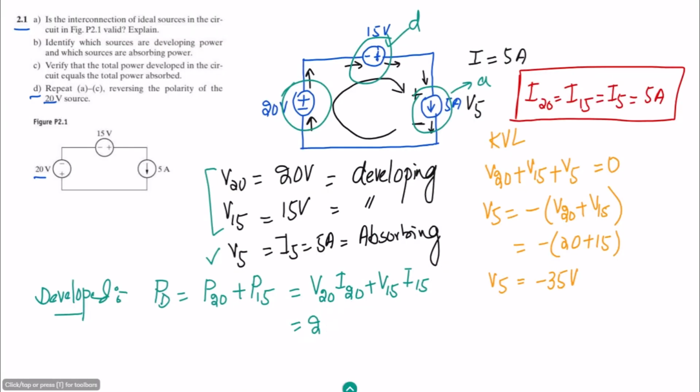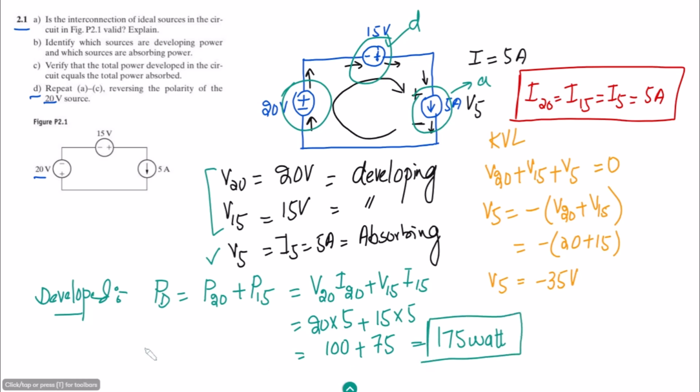So let me put the values here. This is 20 multiplied by 5 plus V15, which is 15 multiplied by 5, so it would be 100 plus 75, so it is 175 watt. Okay, so this is the power developed.